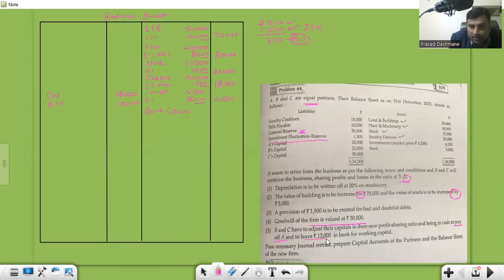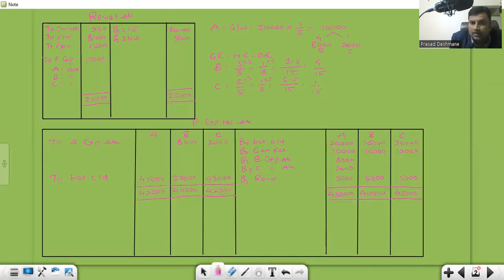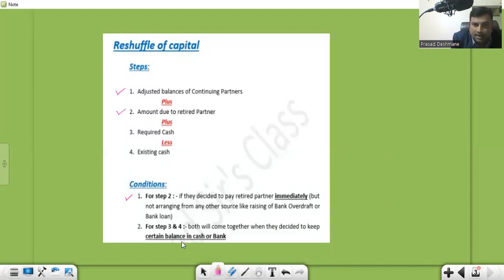And to leave 13,000 in the bank for working capital, to leave 13,000 means what? They want to keep a certain balance in the bank, 13,000, right? So now see here, a certain bank balance in the cash or bank. It means this condition is also fulfilled. So we are going to consider step 3 as well as step 4. Right? Now we'll check the step.